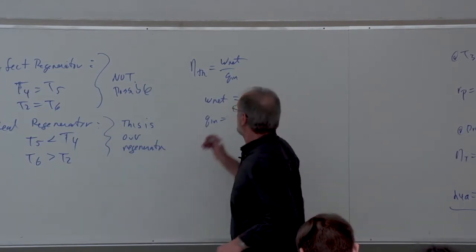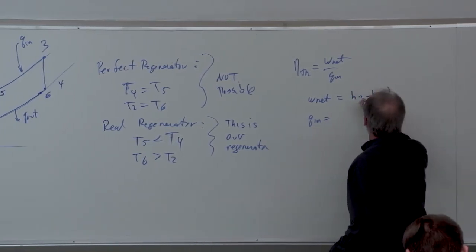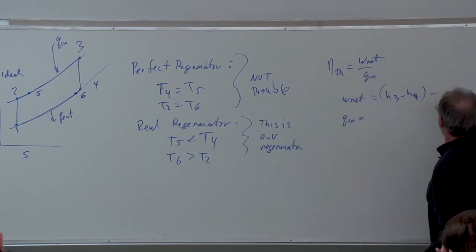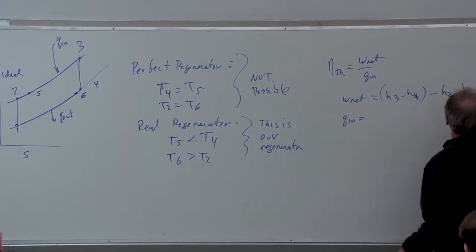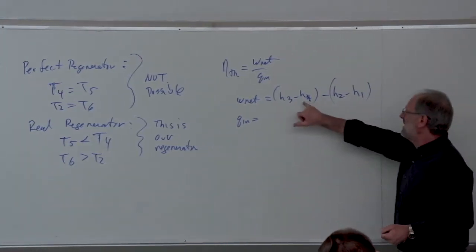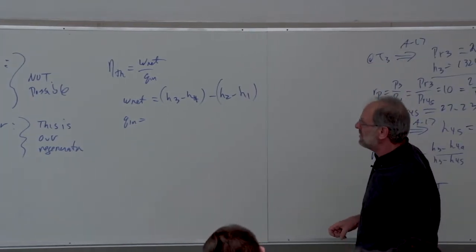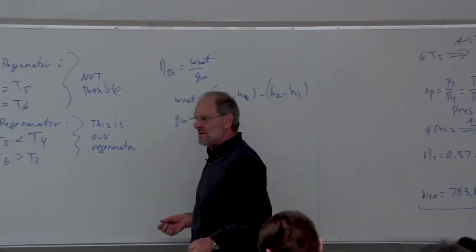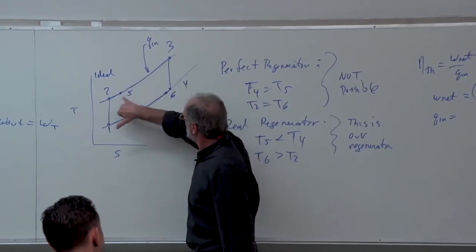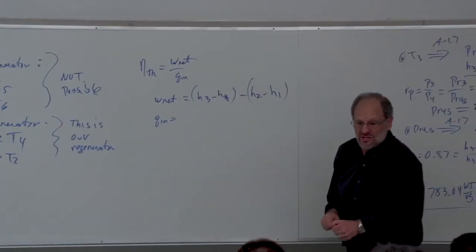It's still a Brayton cycle, so the net work is going to be H3 minus H4. That's the work out of the turbine. And then minus the work into the compressor, which is H2 minus H1. And of course, if we had isentropic efficiencies, I'd write H4A and H2A, but we're not dealing with that quite yet. And then as far as the heat input, well, that's the only thing that really changes, right? Instead of adding heat all the way from point 2 to point 3, we're only adding heat now from point 5 to point 3. So the heat input is just going to be H3 minus H5.